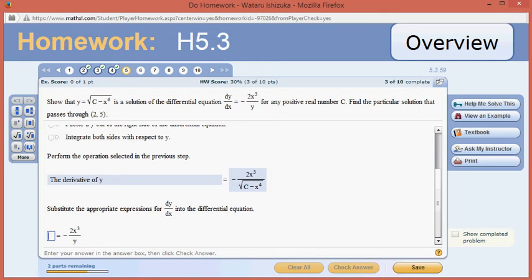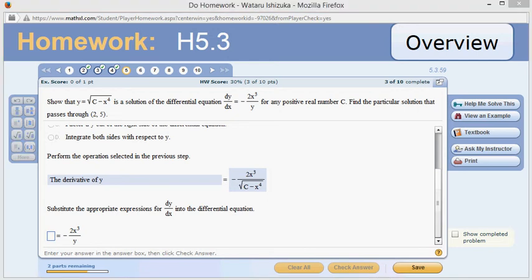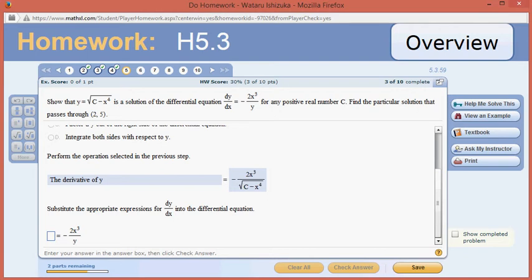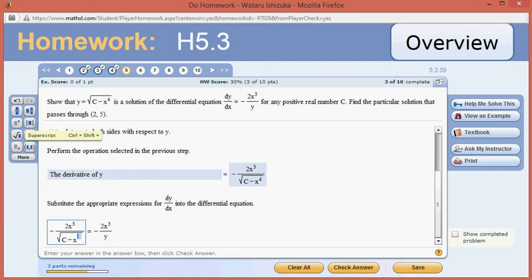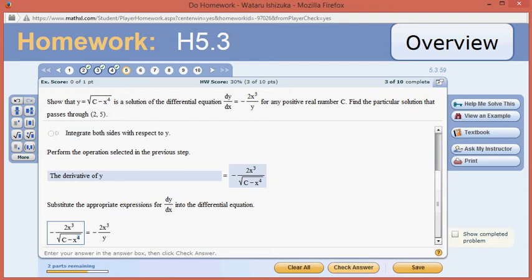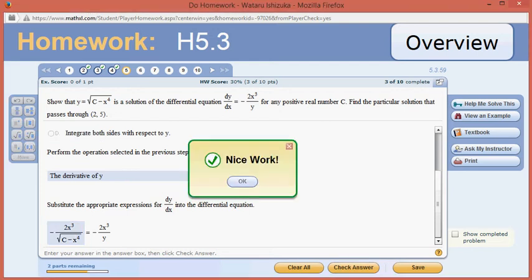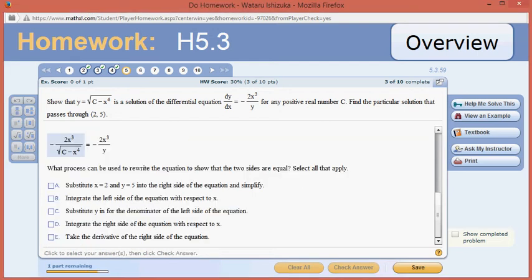And substitute the appropriate expression for dy over dx into the differential equation. So we just put the same thing: negative 2x cubed over square root of c minus x to the fourth. Check the answer. We got that. So what process can be used to rewrite the equation to show that the two sides are equal? Select all that apply.